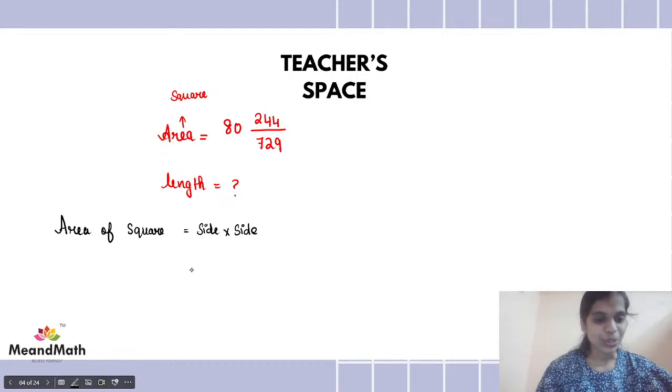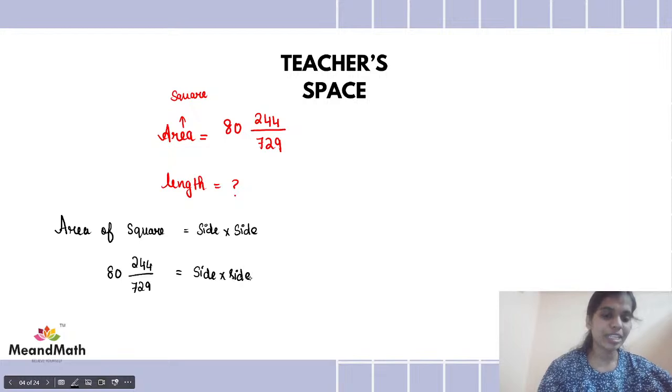Any doubt still? I know my area here, that is 80 244 by 729. And side into side is nothing but side square, right? If we multiply the same number 2 times, that is square, isn't it? Very good, how we got this answer we can discuss here. Keep it up, Tanmay. So area equals side square.